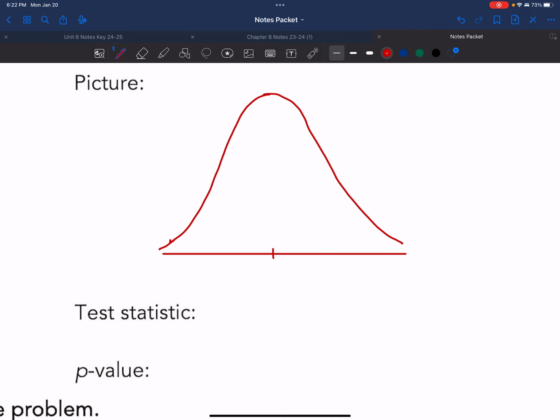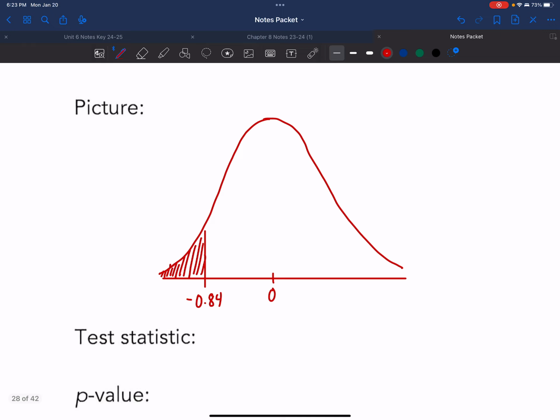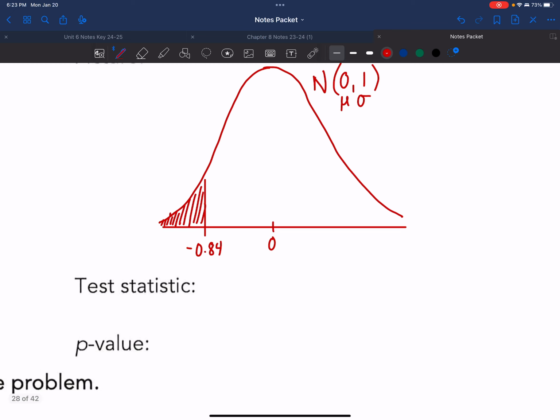If you want to, you can do yours with real numbers, or you can do the standardized graph. I like doing the standardized graph. Again, you can do whatever you like, but I have negative 0.84, and I'm shading in all of this stuff. And then remember, we got to give it a name. It's a normal curve, which in my case, since it's a standardized graph, my mean is 0, standard deviation is 1. Test statistic, z is equal to negative 0.84.